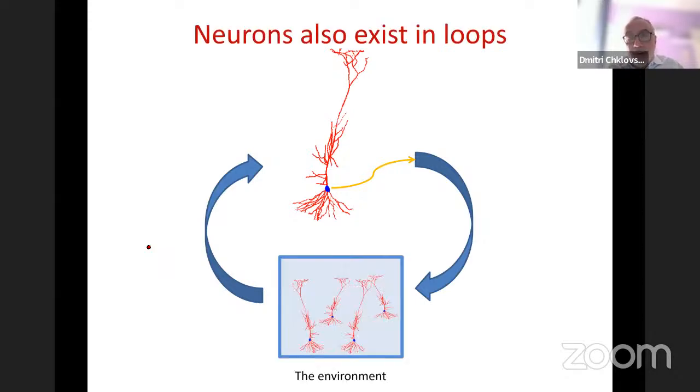And just like what I told you about the brain as a whole, we realized that a neuron exists in a loop with the environment. What is the environment for a neuron? Well, it's mostly other neurons that are synaptically connected to it. It could also get into the external environment, of course, but the basic idea is the same.